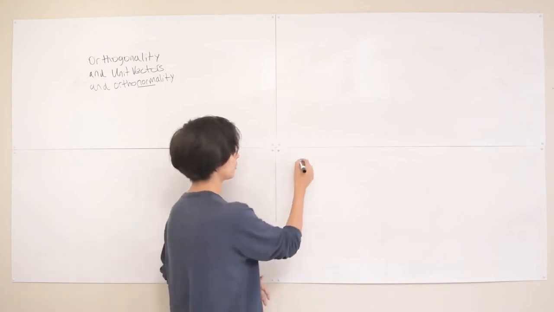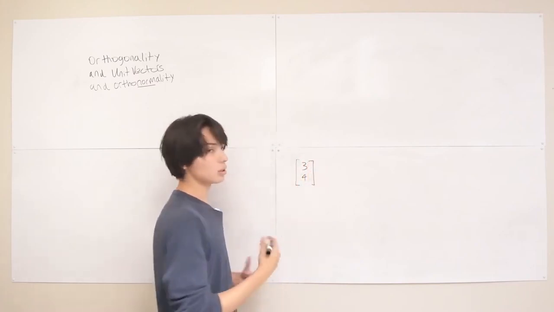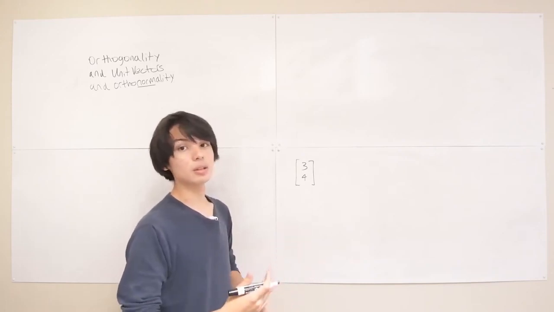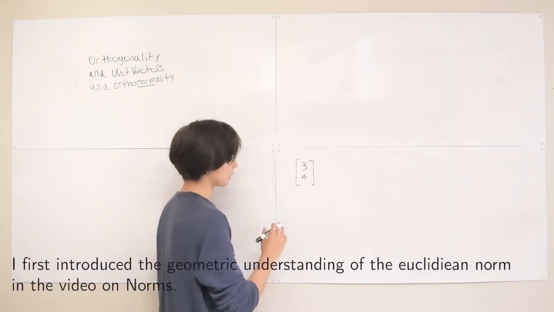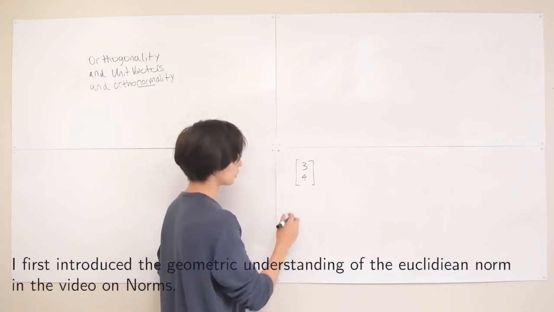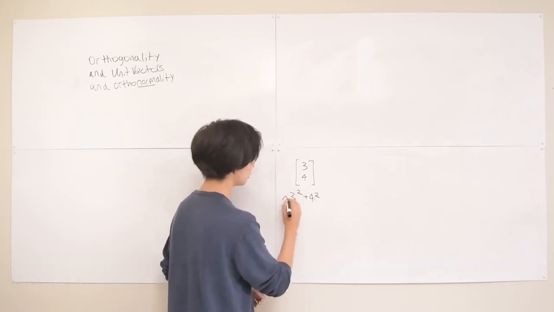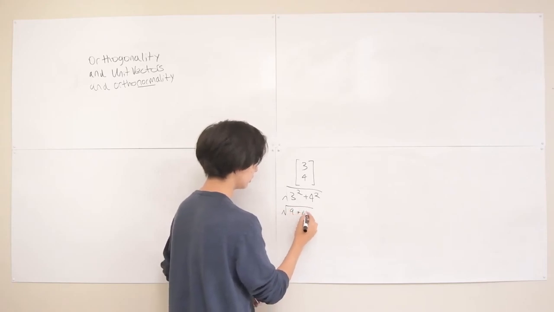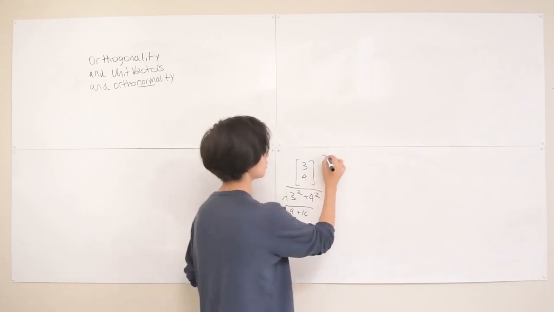So let's take an example of something that isn't a unit vector, so (3, 4). Let's take the Euclidean norm of this, and you'll usually be talking about the Euclidean norm because it's very easy to understand geometrically, as we'll see in a second. We square each of the elements, and then we take the square root of that, so we get 9 plus 16, which is the square root of 25, which is equal to 5. So the norm of this vector is 5.